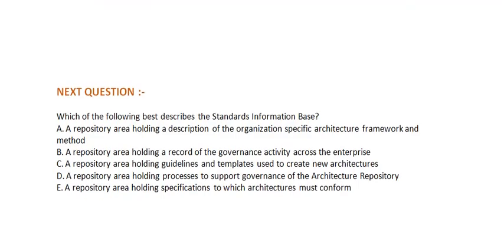Next question is, which of the following best describes the standards information base? Option A, a repository area holding a description of the organization-specific architecture framework and method. Option B, a repository area holding a record of the governance activity across the enterprise. Option C, a repository area holding guidelines and templates used to create new architectures. Option D, a repository area holding processes to support governance of the architecture repository. And option E, a repository area holding specifications to which architectures must conform. The correct answer is option E.